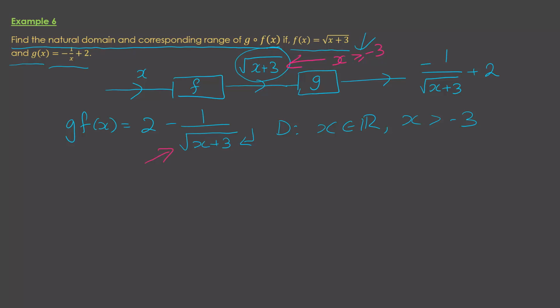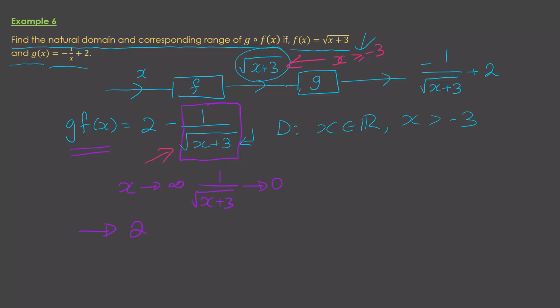Now let's consider the range. And first of all, let's think about this fraction here. When x is a very, very large number, as x tends to infinity, the square root of x plus 3 will tend to infinity. So 1 over the square root of x plus 3 will tend to 0, and therefore g of f will tend to 2.